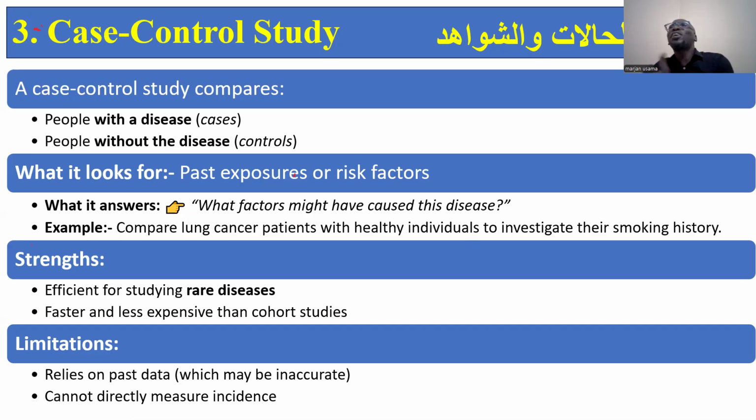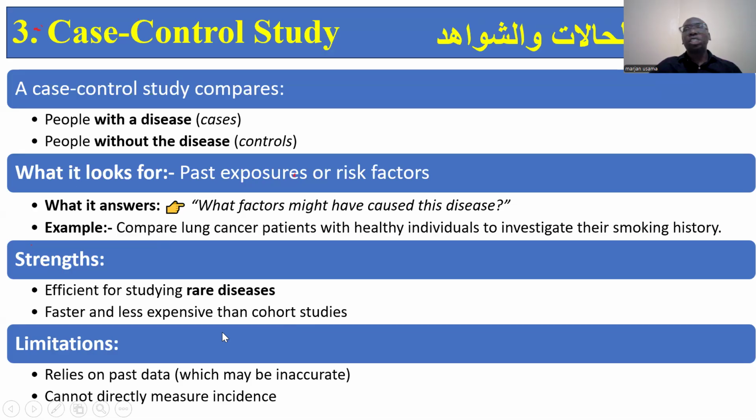So through their smoking history, we can easily get to know the rate of exposure for those who smoke and those who don't smoke. We are going to compare those two. Now, what is the strength of this? It is efficient for studying rare diseases. There are some diseases that are not common, just like cancer. It is also faster and less expensive than cohort studies. If you compare to the cohort, this is cheaper.